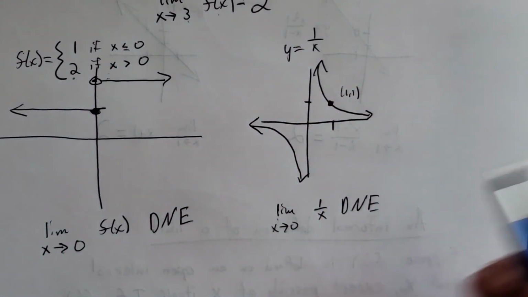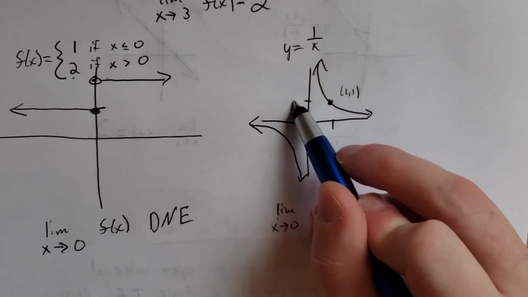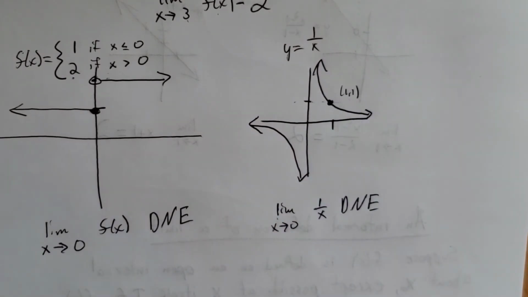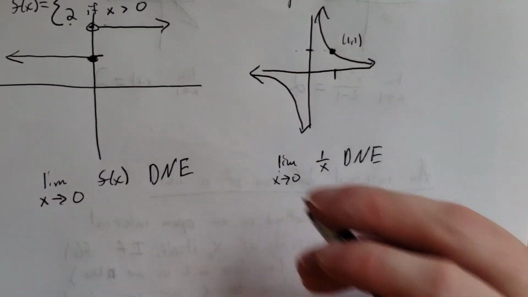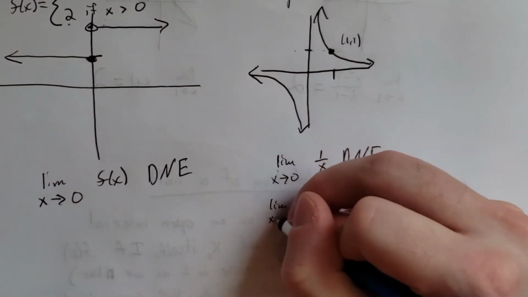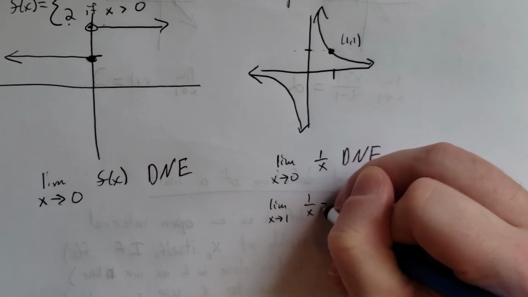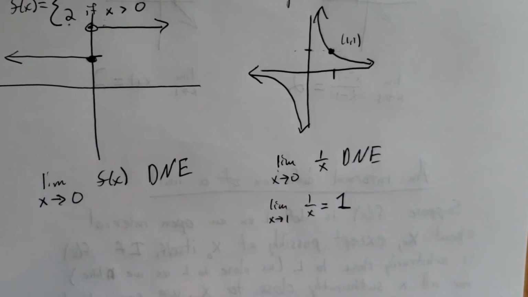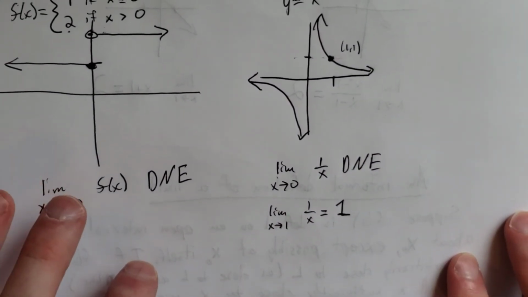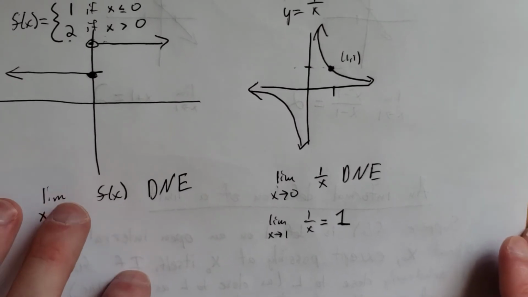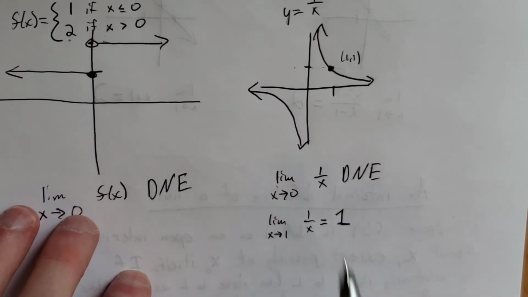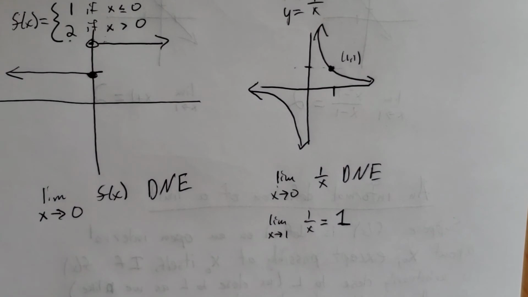If I asked what the limit as x approaches 1 of 1 over x is, well, we see that the y value approaches 1 here. So I'll just write that out. The limit as x approaches 1 of 1 over x is equal to 1. So that limit would exist. And that limit would exist for any x value that we approached other than 0 on this particular function, 1 over x.